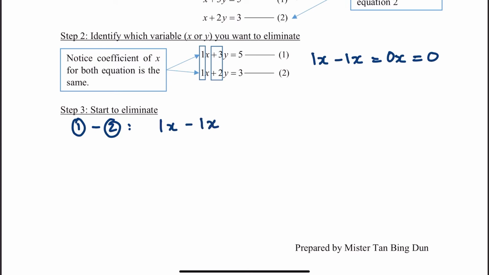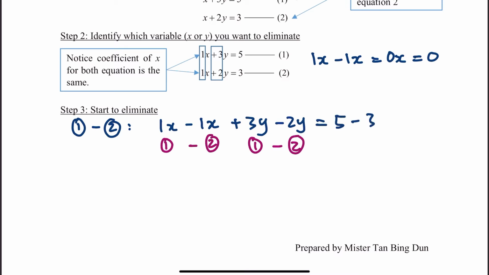So this is really equation 1 minus equation 2. Going further from there, I have plus 3y minus 2y, which is again equation 1 minus equation 2. Then on the right hand side, I have 5 minus 3, which is also equation 1 minus equation 2. So this whole long step shows how I make use of equation 1 minus equation 2 step by step, starting from variable x, then y, and then the constants on the right hand side.